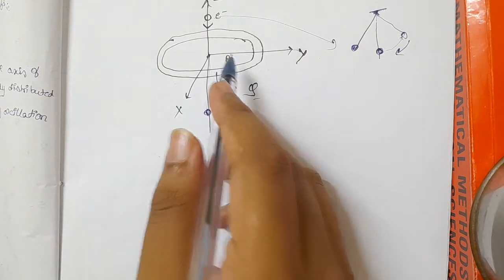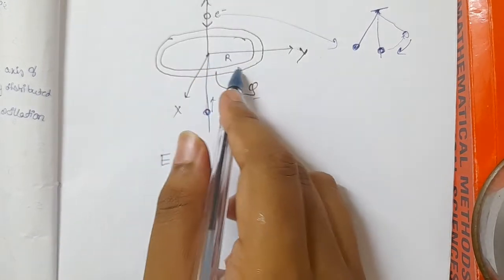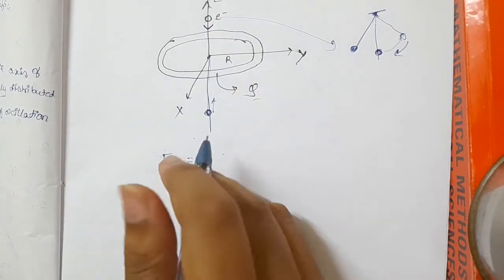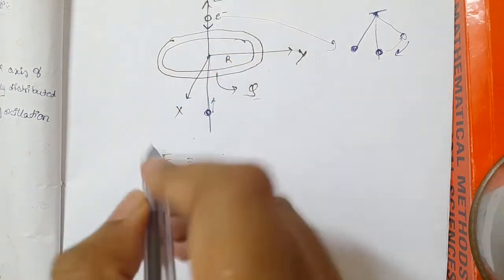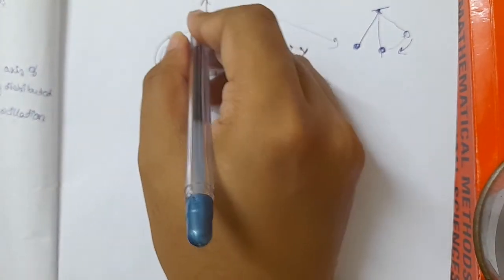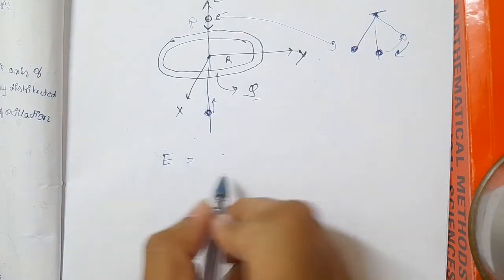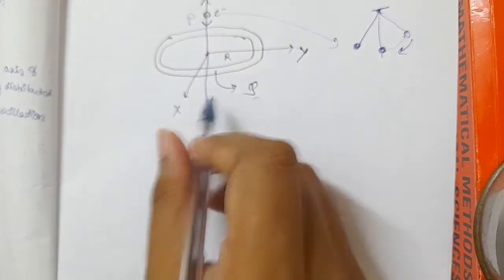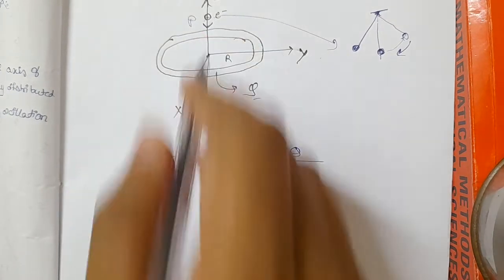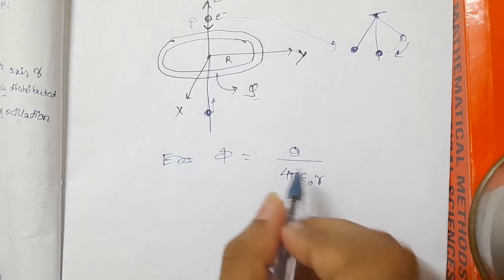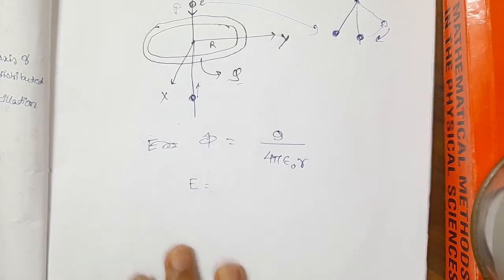Okay, so quickly let me write the expression for the electric field. First, tell me what is the potential at this point of the ring. Say it is point P. So the potential will be Q by 4 pi epsilon naught R. Okay, and the electric field, same, right?